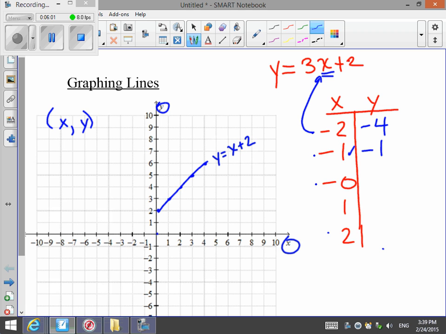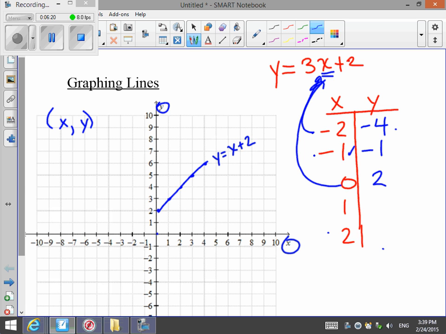I'll do one more. This is really bad. There should not be a negative by 0. I can't believe I did that. My apologies. But anyhow, I'm going to now substitute 0 in for the x. It'll be 3 times 0, which is 0. Then I'm going to add 2, and that'll make this 2.